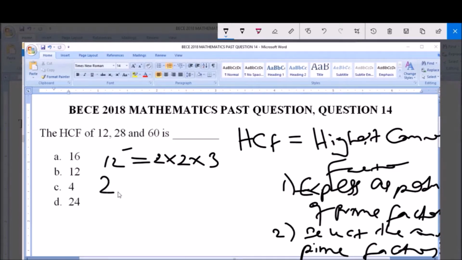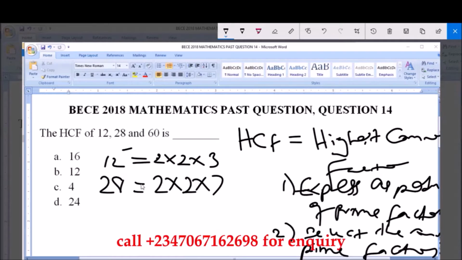The next is 28. Now we start with the lowest prime number, which is 2. 2 can go into 28, yes, 14 times, so we write it 2 times. Now we're left with 14 here. 2 can still go into 14 7 times, we write down the 2 times. Now we're left with 7 here. 2 cannot go into 7, we move to the next prime number, which is 3. 3 cannot go into 7, we move to 5. 5 cannot go into 7, and we move to the next prime number, which is 7. 7 can go into 7 once, so we write down 7. So 2 times 2 will give us 4, and 4 times 7 will give us 28.